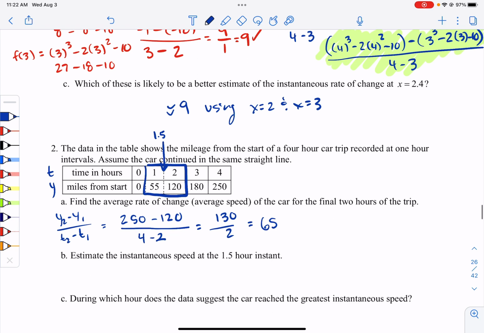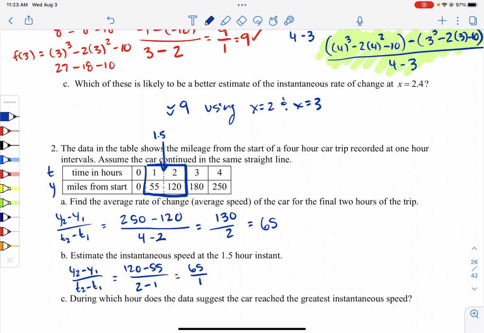So my 2 points, I'm going to do, again, y2 minus y1 over t2 minus t1. So I'm going to do 120 minus 55 over 2 minus 1. So 120 minus 55 is what? 65 over 1. Are we getting the same answer? Yeah, we are getting the same answer.